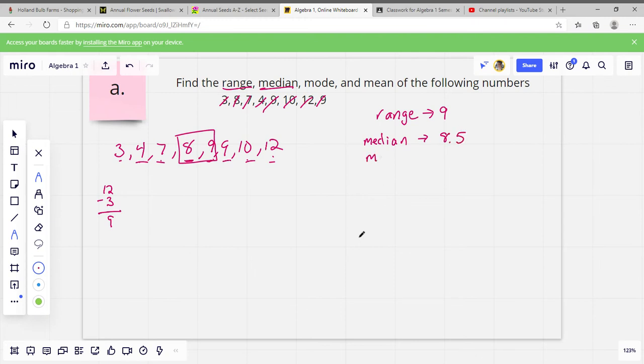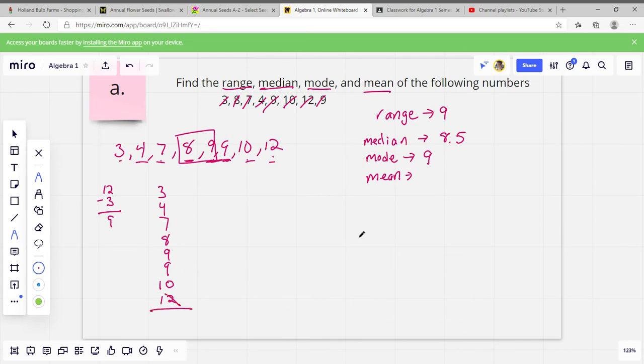Next one is mode. Mode is going to be the one that appears the most, and the only number that appears twice is 9. So 9 is my mode. All right, and the last one's mean. Mean, old average. We just got to find the mean. So 3 and 4 and 7 and 8 and 9 and 9 and then 10 and 12. And I'm just going to add all these up.